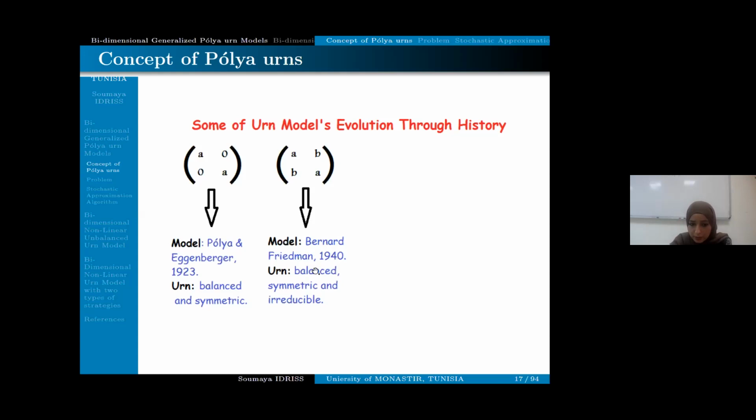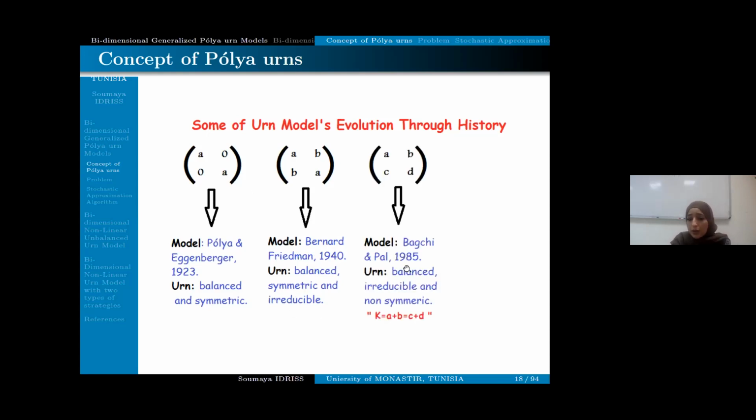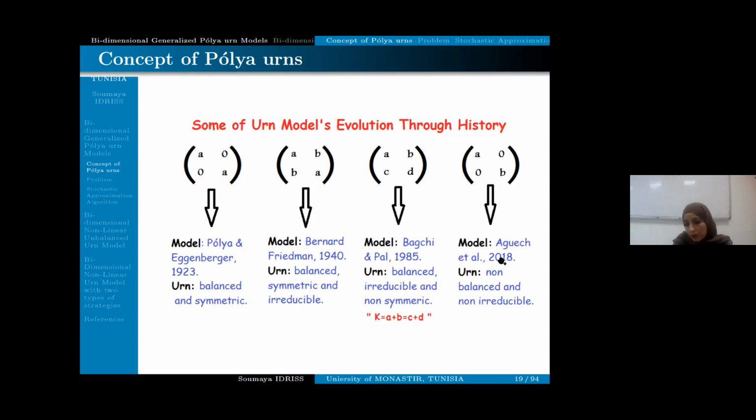in 1940, Bernard Friedman introduced a model generalizing the model of Pólya and Eggenberger using a matrix that is still balanced but not symmetric, and irreducible. After that, in 1985, Bagchi and Pal broke the symmetry of Bernard Friedman using a matrix that is again balanced, irreducible, and non-symmetric. A recent model is that of Rafik Aguech and colleagues in 2018. They used a reducible matrix, but non-balanced. As you can see here, A is different from B.